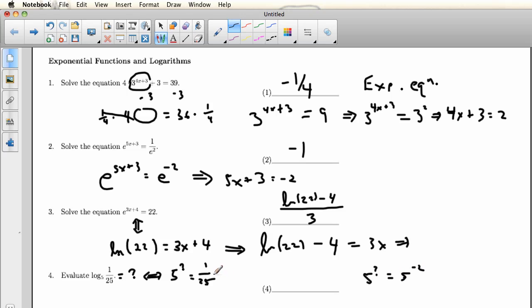So 1 over 25 is really 1 over 5 squared. And just like in the second problem, 1 over 5 squared is really 5 to the negative 2. So if 5 to the mystery number equals 5 to the negative 2, that means the mystery number is negative 2. And that's what I was trying to find. I'm trying to find what that question mark is. So the answer here is negative 2.